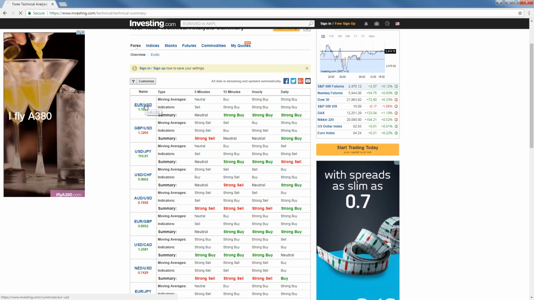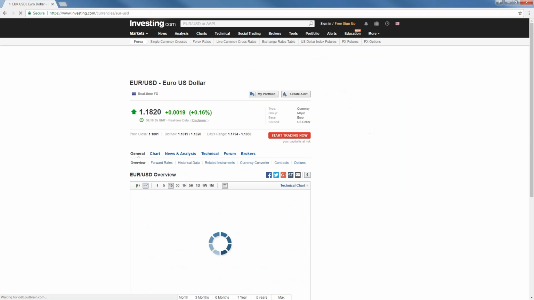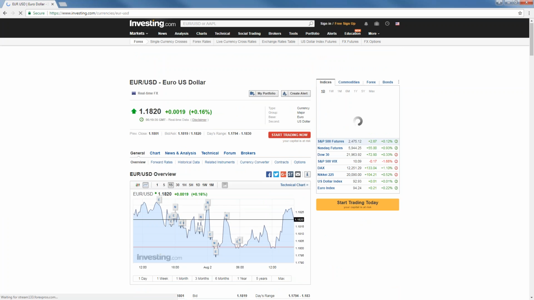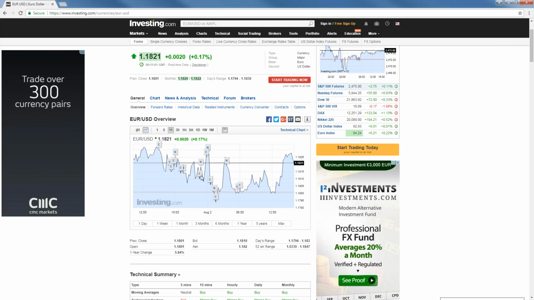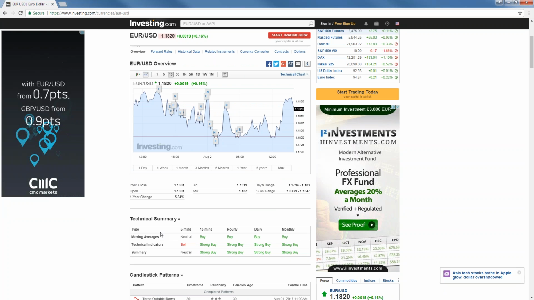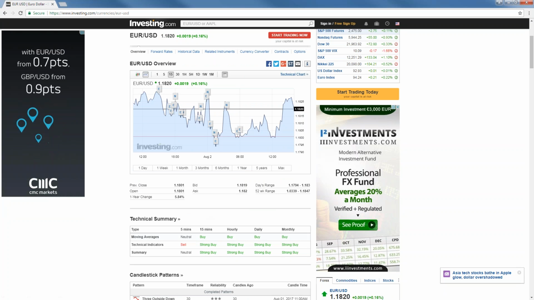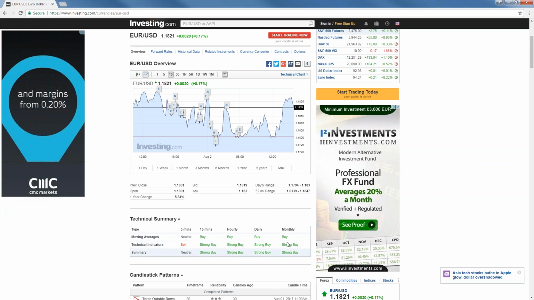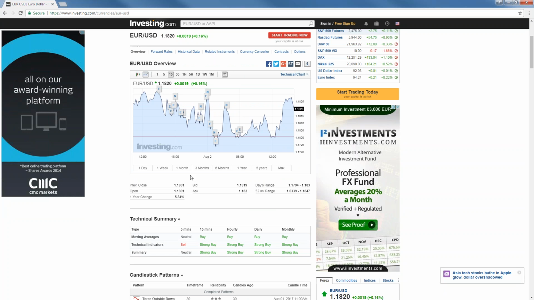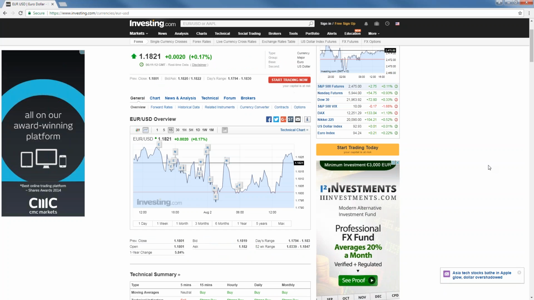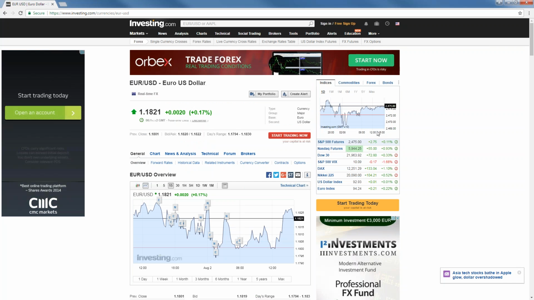And by clicking on that individual pair, like the Euro US dollar, you can bring up all sorts of information in relation to general chart, news and analysis, technical and forums about this particular pair as well. But it's very handy because rather than analysing it yourself, the moving averages, the technical indicators, the monthly, daily, hourly, 15-minute summary has been presented for you, to actually say which side of the market it's on, is it bullish or bearish.